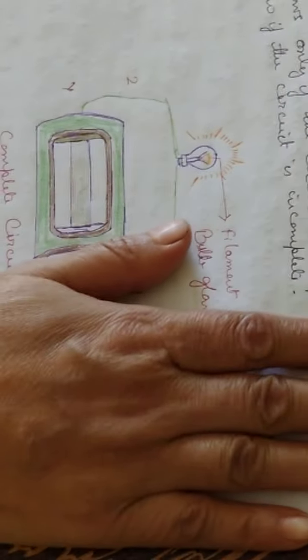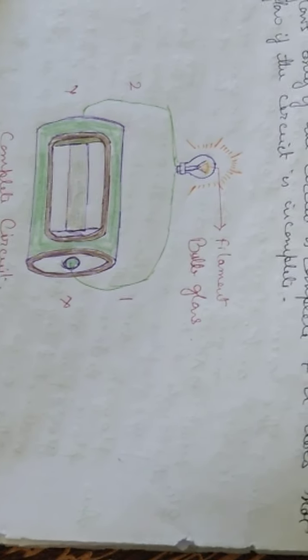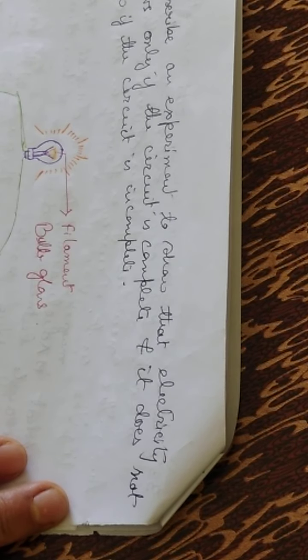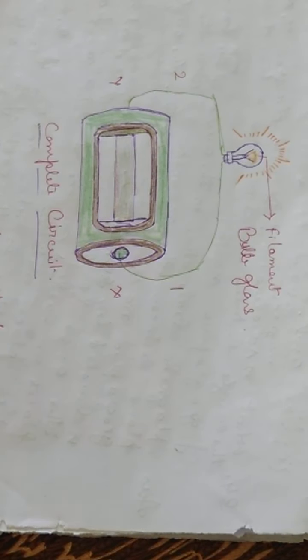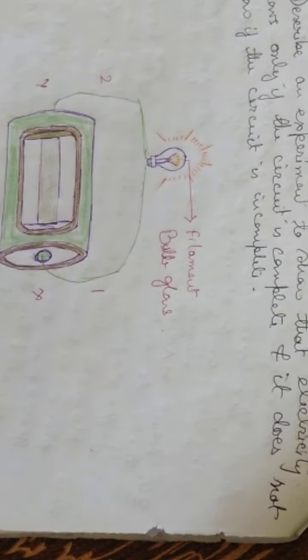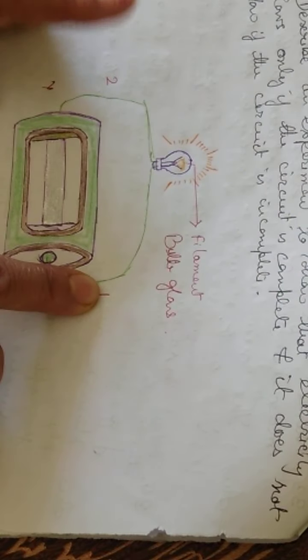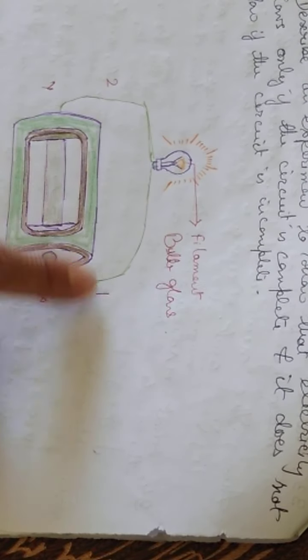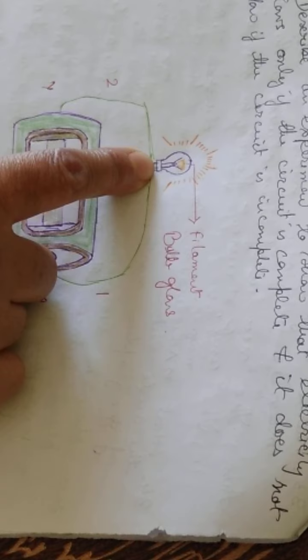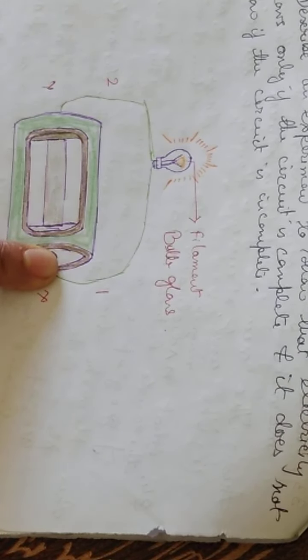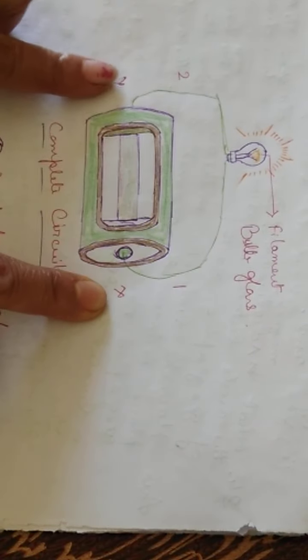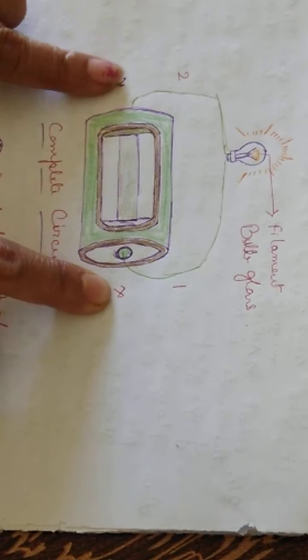Then describe an experiment to show that electricity flows only if the circuit is complete and does not flow if the circuit is incomplete. For this, let us take a cell, two wires, and a bulb. The cell has two ends, X and Y. This is positive, this is negative.